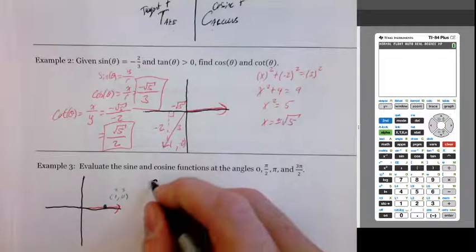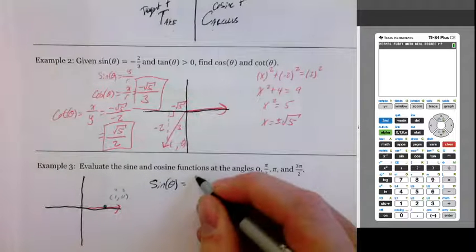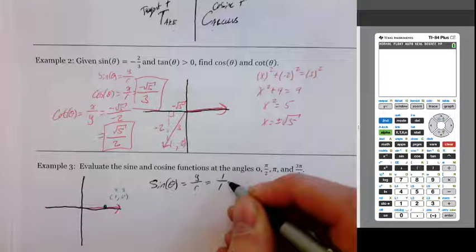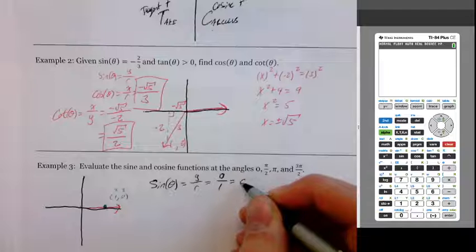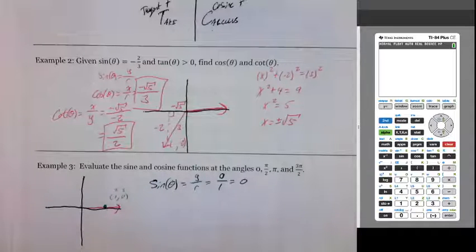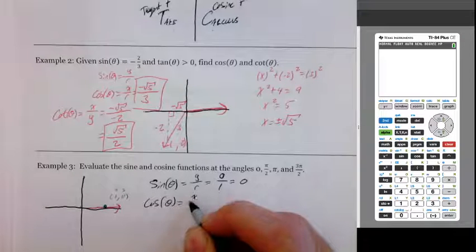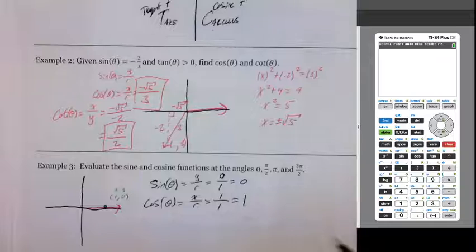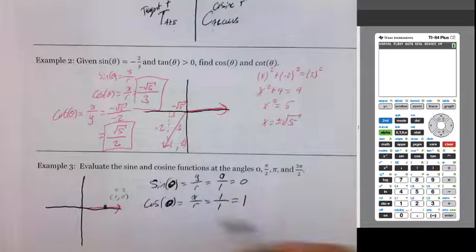Okay, so what is sine going to be? Well, sine is y over r. Y is 0 here, my r is 1, so it's going to be 0 over 1, which is 0. Cosine of theta in this case is x over r. X here is 1. 1 over 1 is going to be 1. And that's it for the first one. I'm going to write 0 here, not theta, because we know what angle we're working with.